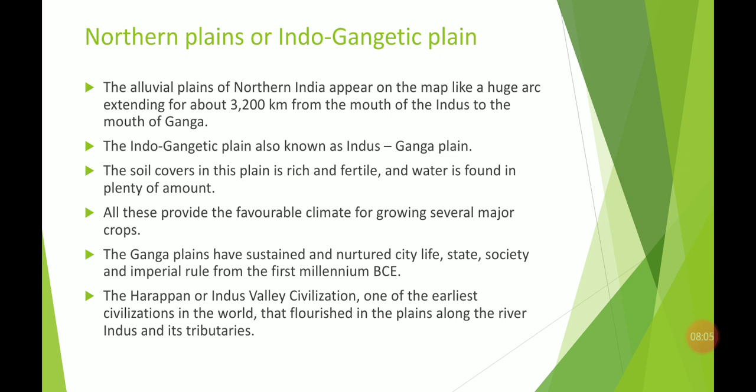So the Ganga plain means the area which is drained by the Ganga river. It sustained and nurtured city life, state, society and imperial rule from the first millennium BCE. Millennium means 1000. Means from 1000 BCE, the Ganga plain or the Ganga basin, the area spread by the Ganga river, was inhabited from that day till date.